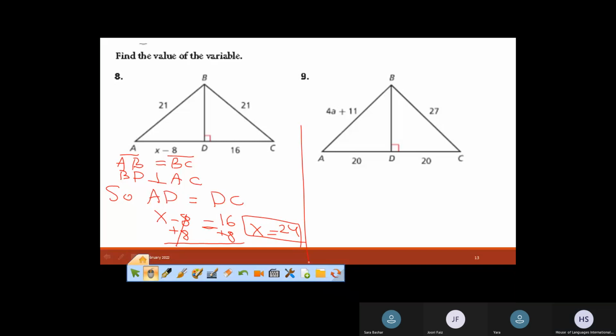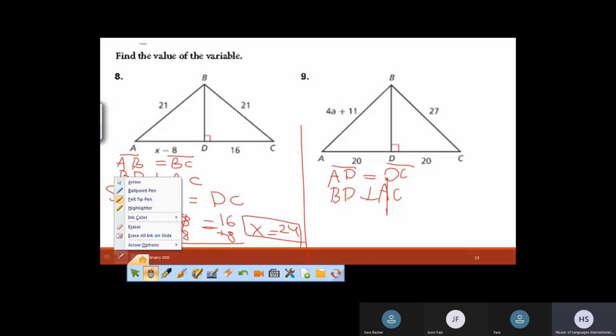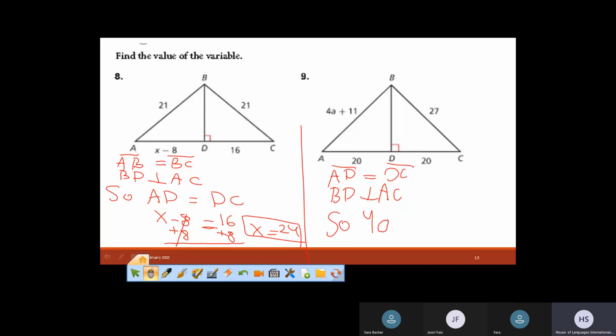Now here, the distance AD, line segment AD is equal to the line segment DC, and BD is perpendicular to AC. AD is equal to DC, so it's a bisector. BD is perpendicular on AC. So that means AB is equal to DC. So 4A plus the other term equals 27.